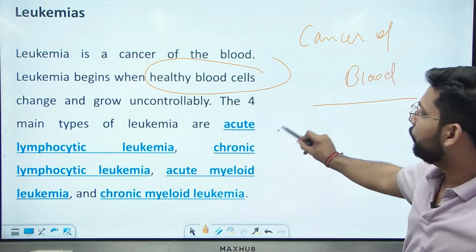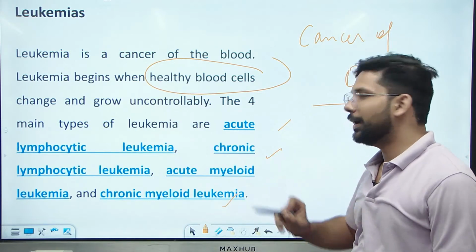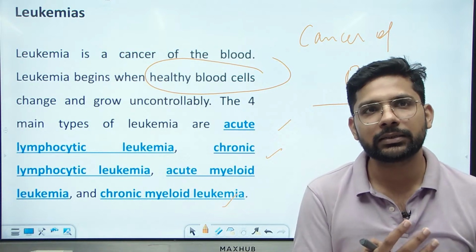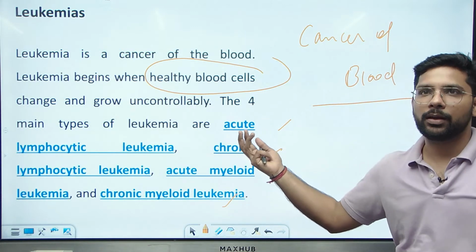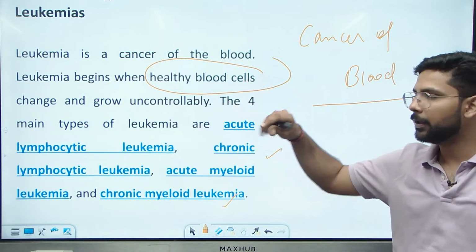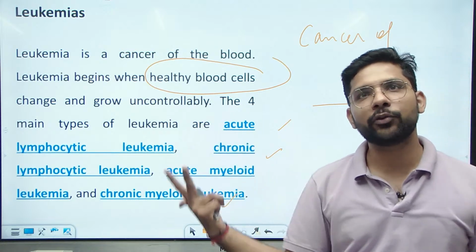So the acute lymphocytic leukemia, chronic lymphocytic, and the acute myeloid and chronic myeloid leukemia. So this is how it's affecting the blood cells. This is known as leukemia. This is also called blood cancer. So this is the third type. First was carcinomas, second is sarcomas, third is leukemias.